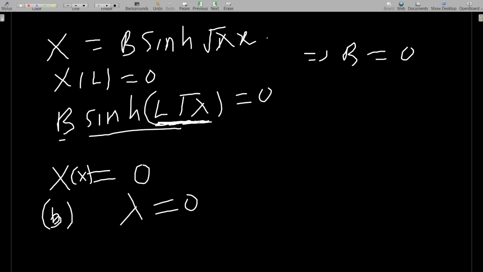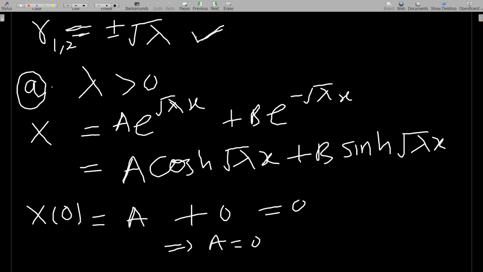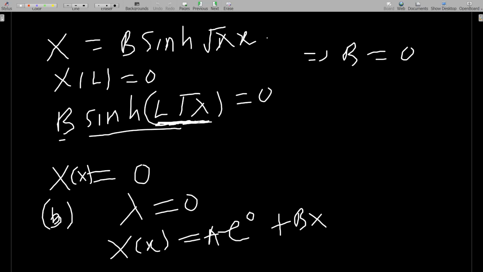Lambda equals 0. Now if lambda is equal to 0, then our x of x will be equal to e to the power 0 plus bx, which is a repeated root. The lambda is actually equal to 0. So when it's equal to 0, you come here and you realize that you get r1, r2 to be equal to 0 because square root of 0 is 0, and that means we have a repeated root. And this is how you write a repeated root solution: e to the power 0, and this will give us x of x, for the second case, equals a plus bx.